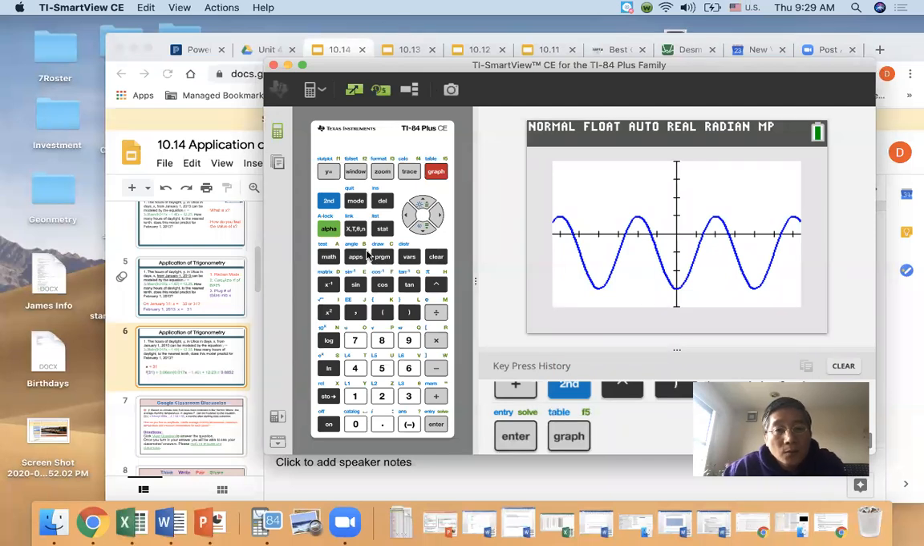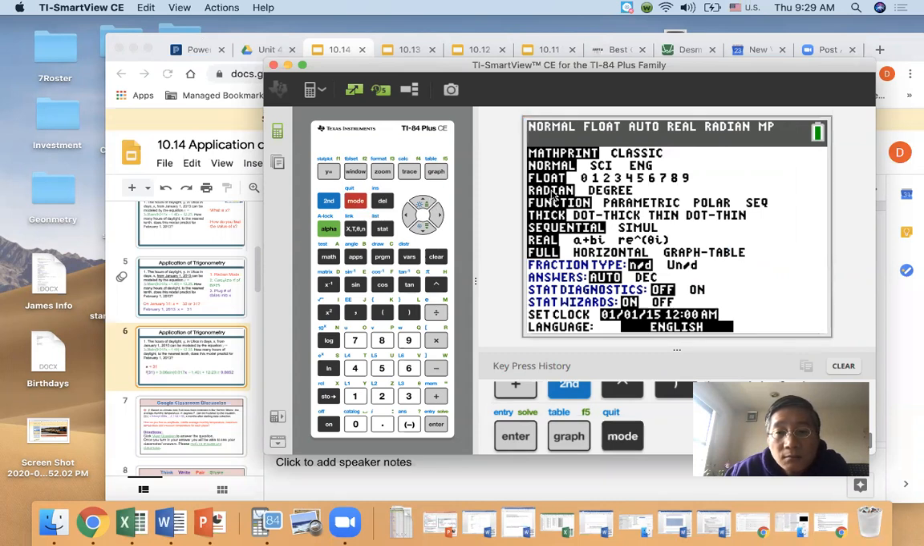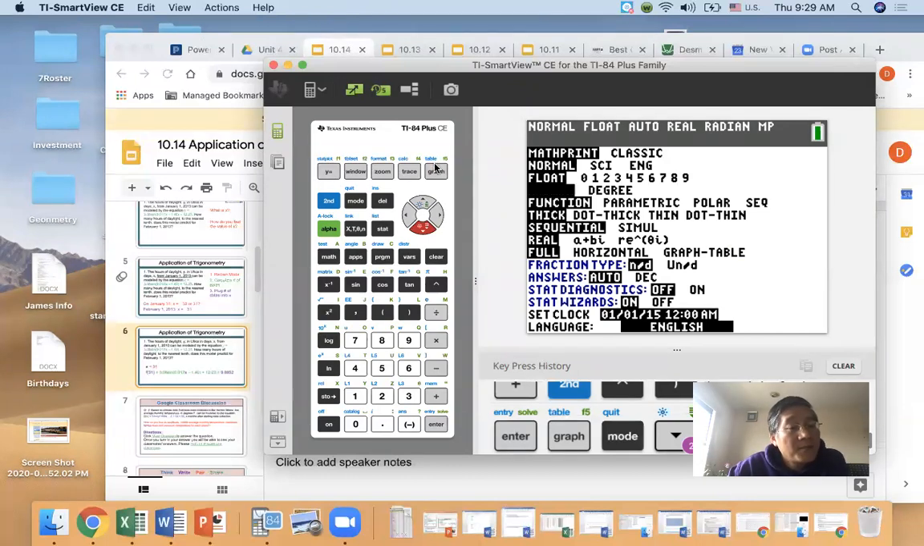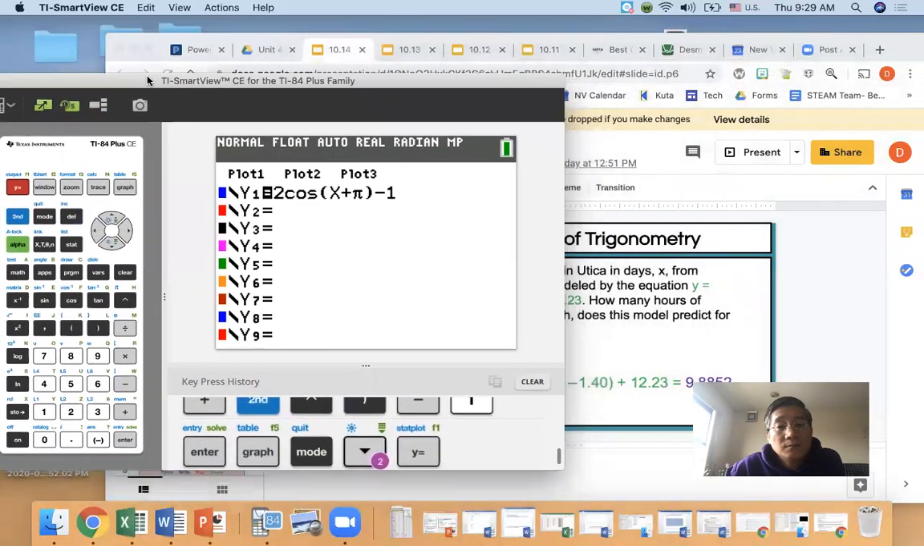Now, where's the mode? Here is the mode, right? You see radian? Oh, here radian is there. Make sure you are in the radian mode, okay? Then you can use the graph and later look at the table. I think it might be better, so let's use the graph, okay? Or you can just put it directly into the equation.